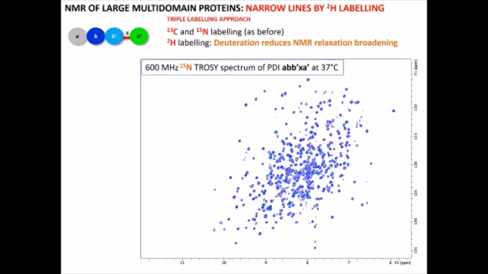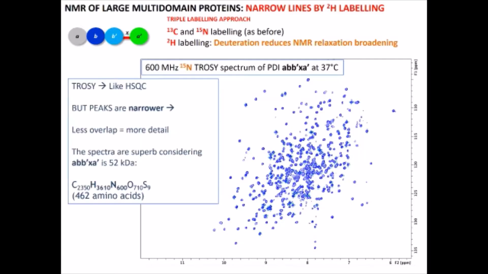So this is a TROSY spectrum, nitrogen 15 TROSY spectrum. TROSY stands for Transverse Relaxation Optimized Spectroscopy, and this is PDI at 37 degrees. TROSY is similar to HSQC, but the peaks are narrower. And there is less overlap between the different signals, so you can see the details easier.